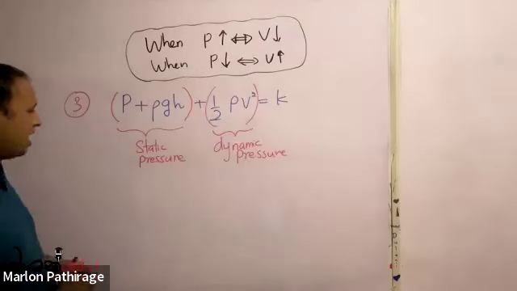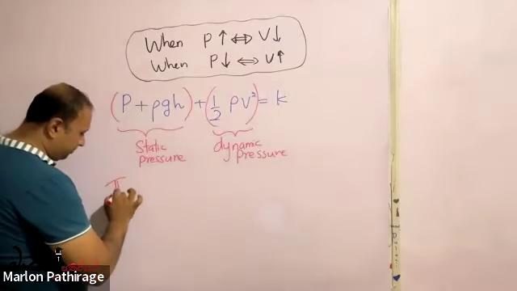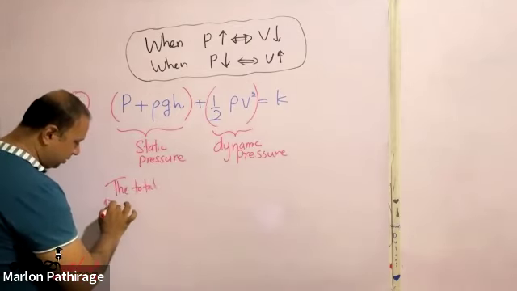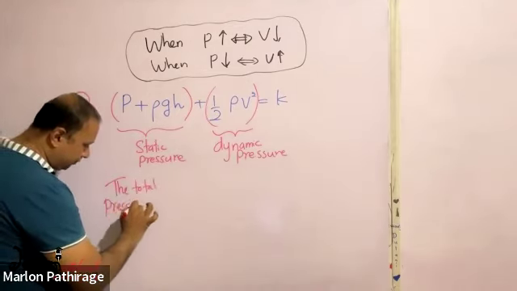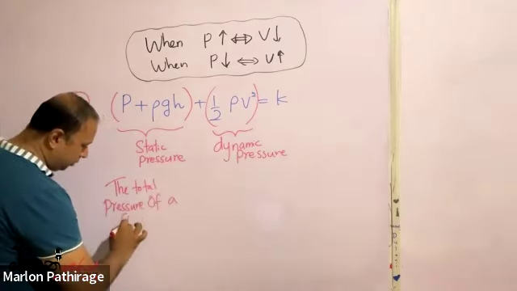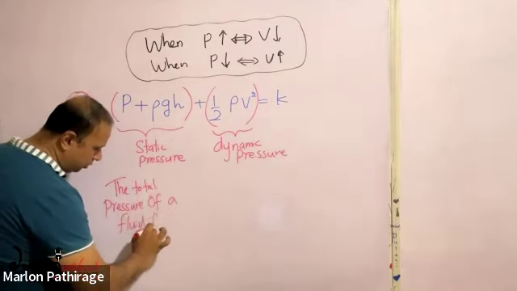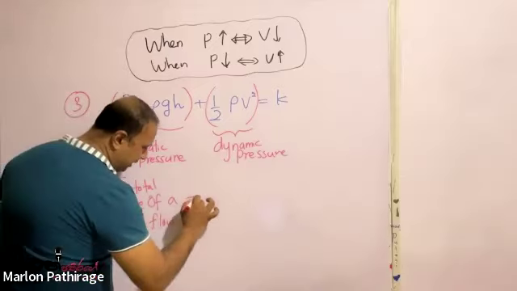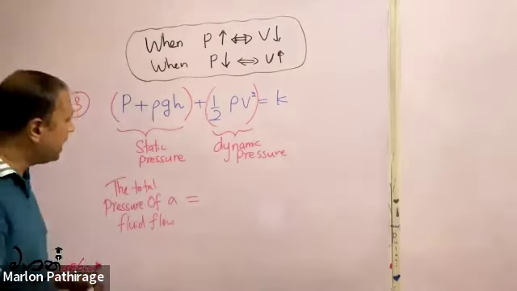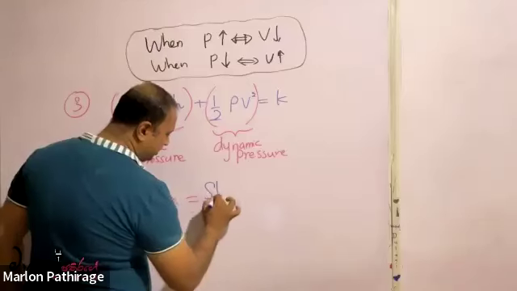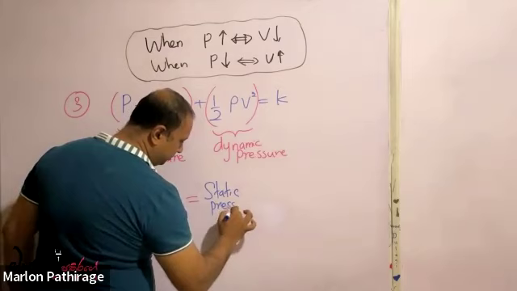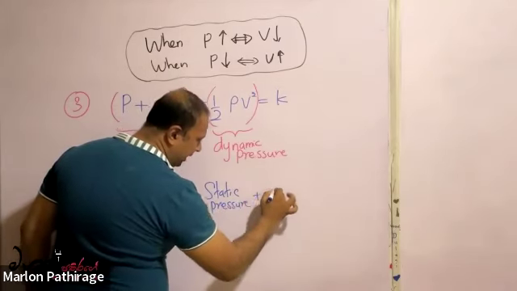Therefore, the total pressure of a fluid flow is equal to the static pressure plus the dynamic pressure.